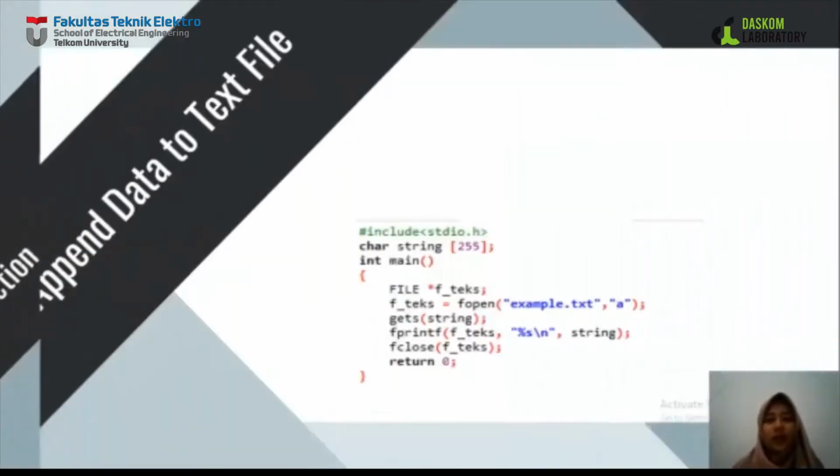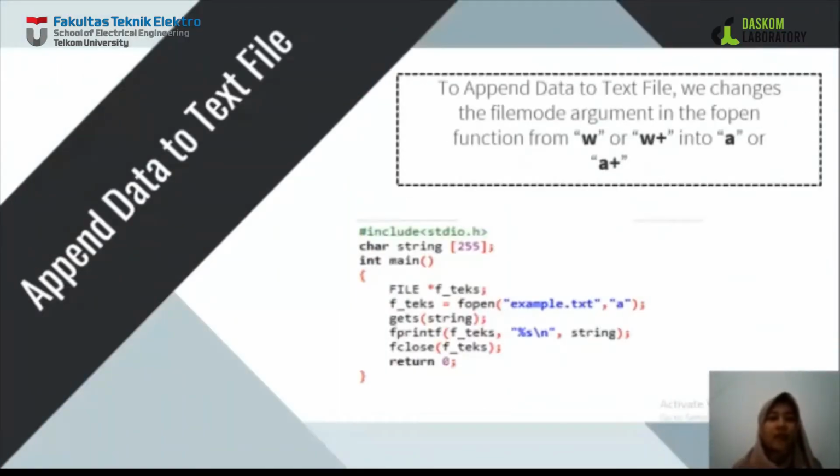The last is append data to text file. To append data to text file, we change the file mode argument in the fopen function from W or W plus into A or A plus in here. The difference between the append data and write is just the argument, this argument.